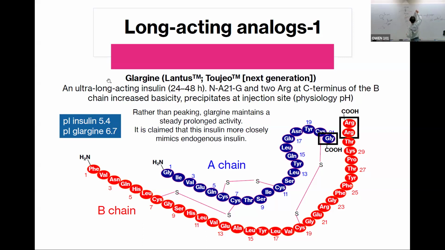PI? Who knows PI? This is about protein. You learned this, right? In biochemistry, PI. Isoelectric point, right? When we talk about protein, there's isoelectric point. What is the meaning of isoelectric point? So for example, isoelectric point 5.4 of insulin, what does that mean?